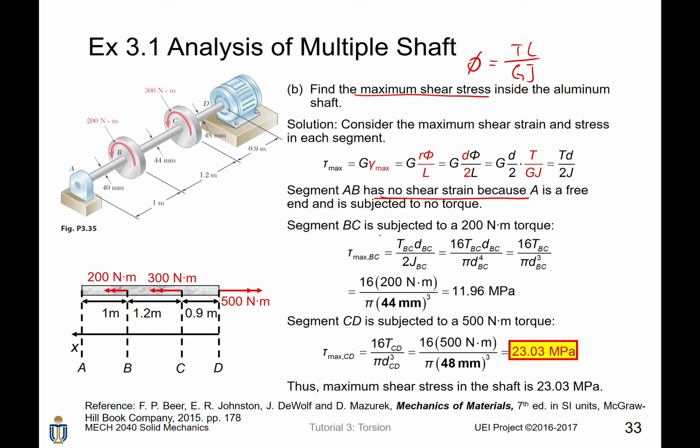Therefore, the maximum shear stress in segment BC is given by Td divided by 2J of BC. Then you do some simplifications. Finally, you get the maximum shear stress is 11.96 MPa. For segment CD, in a similar manner, we substitute the values into it to get the maximum shear stress in segment CD, which is 23.03 MPa. Comparing all those results, we find that the maximum shear stress in the shaft is just the maximum shear stress in segment CD, which is 23.03 MPa.